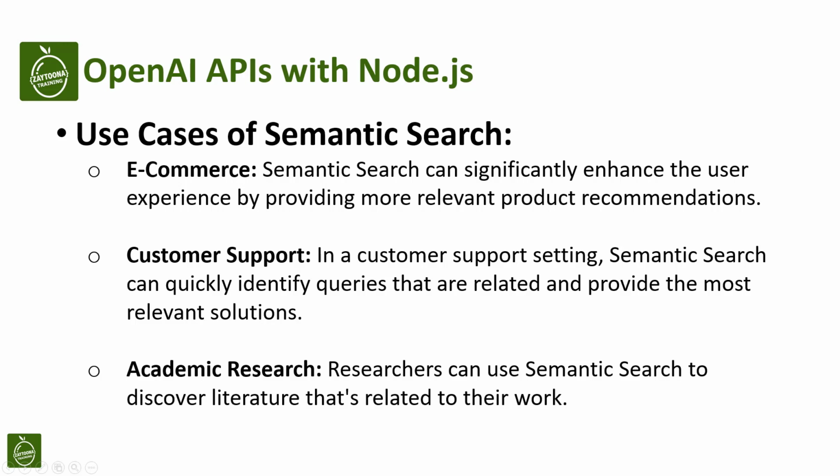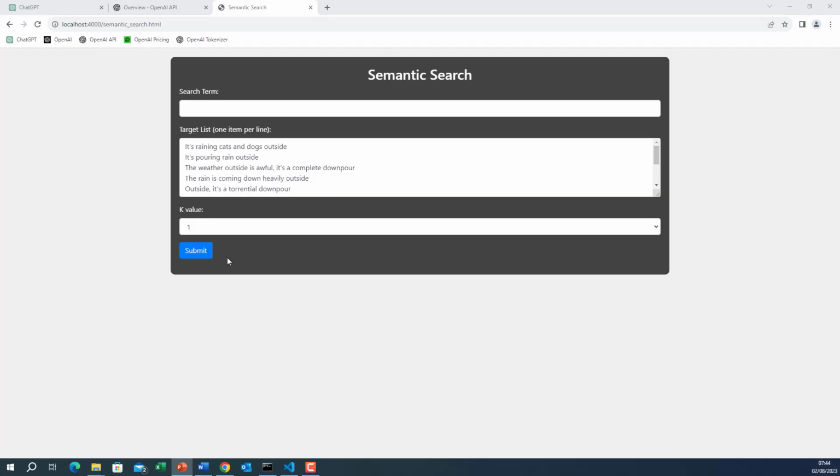Okay, let's now see the application. So here, this is the application that we are going to build. At the top, you specify a search term. Then you specify a target list, one item per line. Here we have 10 items, which include 10 statements. Now, of these 10 statements, the first few are about raining outside, and the second part is about buying something from the grocery.